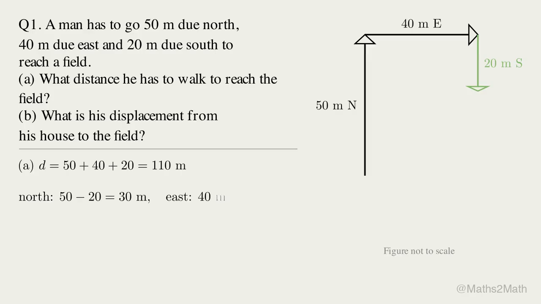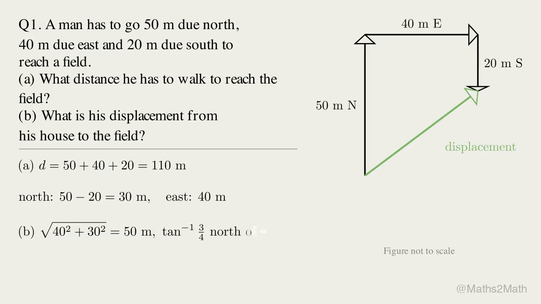For the displacement, collect components. North 50 minus 20 leaves 30 meters north and 40 meters east. The magnitude is the root of 40 squared plus 30 squared, 50 meters, pointing north of east with tangent 3 by 4.